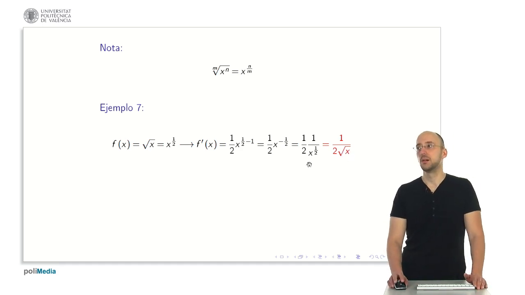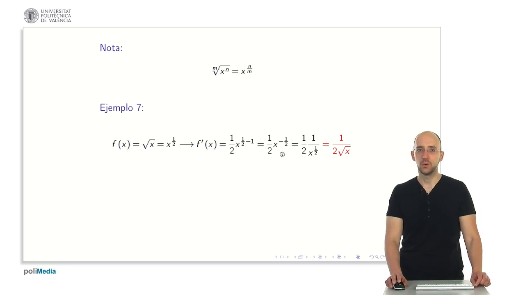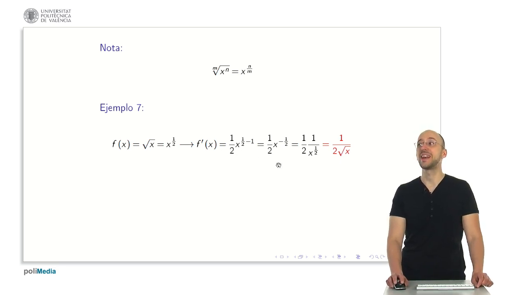My advice is that you learn by heart this derivative. The derivative of the square root of x is always 1 divided by 2 times the square root of x. It appears so many times and in so many problems that it is much easier to apply it directly than to apply all the steps. But it's always good to have at least the necessary tools to deduce it at any time in case you forget.